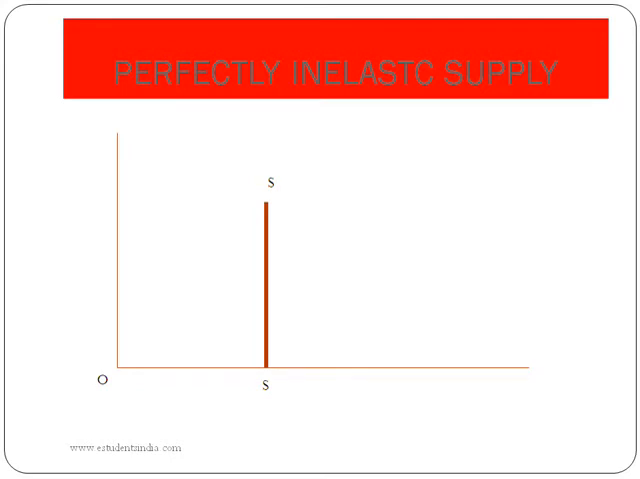Perfectly inelastic supply. When the quantity supplied of a commodity does not change at all in response to the changes in its price, whatever be the prices, the quantity supplied is the same, then it is a perfectly inelastic supply. Quantity does not change at all in response to change in P, and elasticity of supply is equal to 0. You get a vertical line to x-axis. Perfectly inelastic supply.